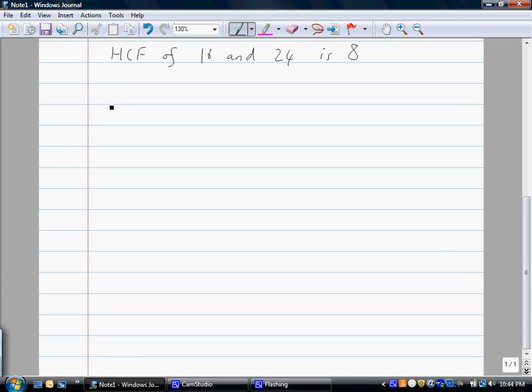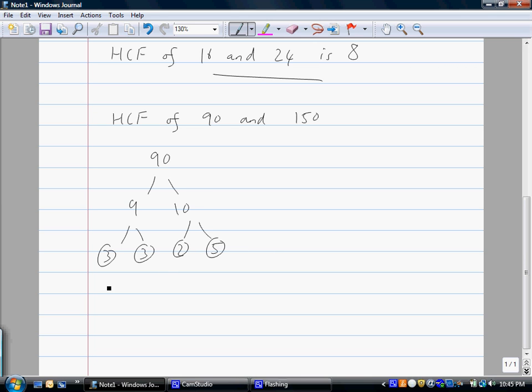So we'll find the highest common factor of 90 and 150. So I start with the prime factorizations. I'll do 90, so it could be 9 times 10, and neither of these are prime, so I'll break up the 9, 3 times 3, they're both prime, and 10 is 2 times 5, they're both prime. Okay, so 90 is 2 times 3 times 3 times 5. There's my prime factorization of 90.